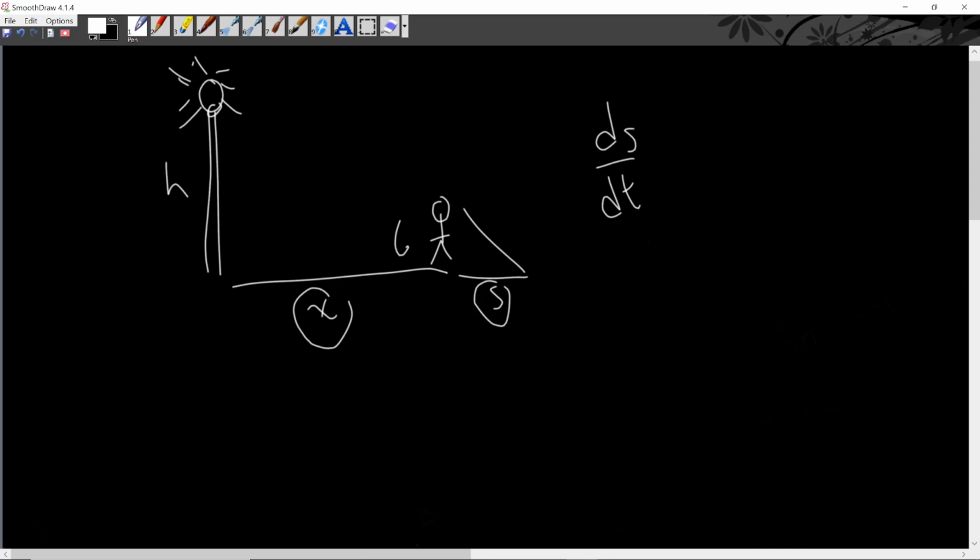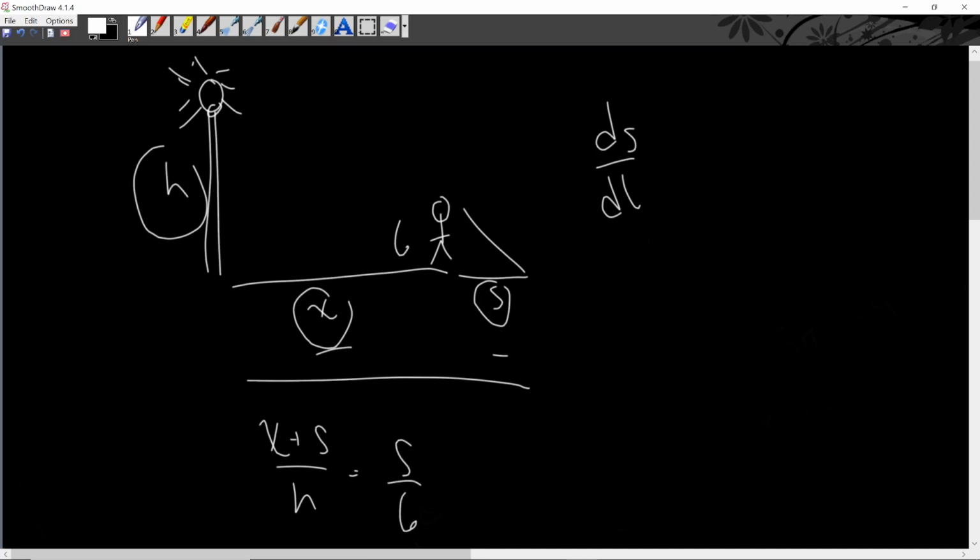But this is a similar triangle, right? We have this triangle and we have this triangle, and those are similar triangles. Or well, not that triangle, this triangle, all of it, with S added, and this triangle. I didn't draw it correctly, but they're supposed to be. So that means the ratio of one base to the other base is going to be X plus S over H, which should equal S over 6. The height of the pole will not change, so we can keep that the same.